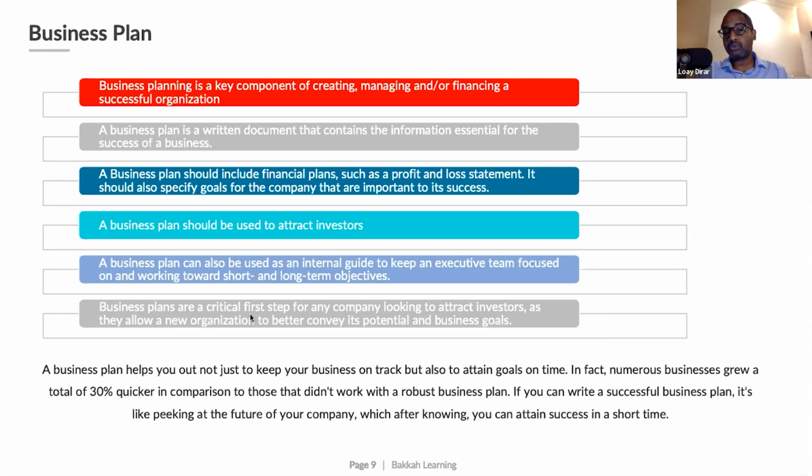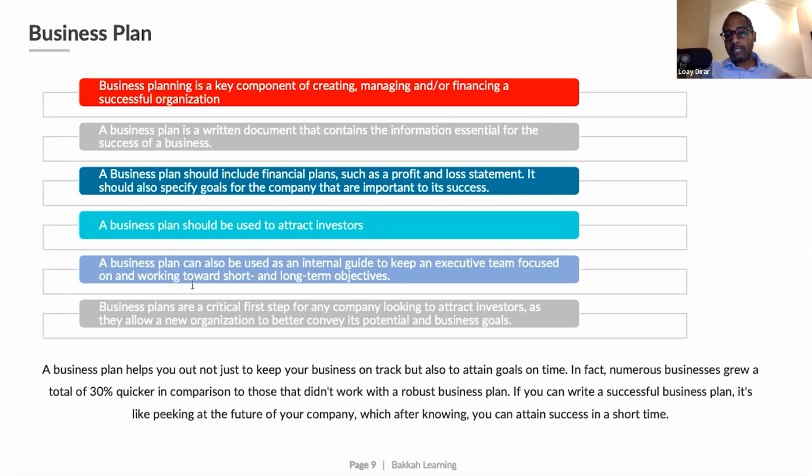A business plan should also be used to attract investors, and this is what has already been covered. Think of a business plan as a pitch deck, or it can be part of a pitch deck. A pitch deck can be a few slides that summarize the business plan. If the investor gets convinced, you can offer him a further detailed document in the form of a business plan.